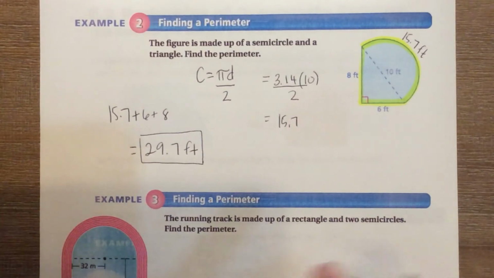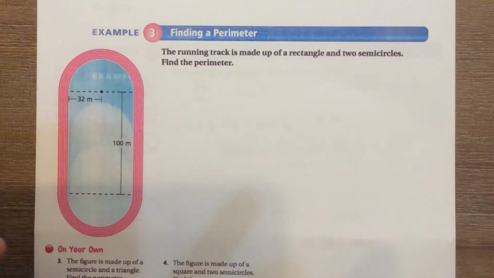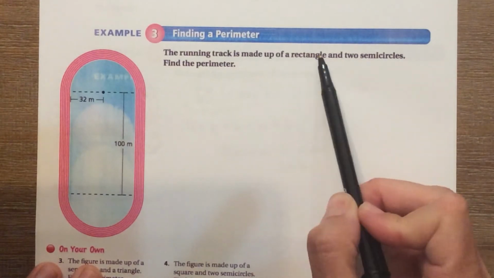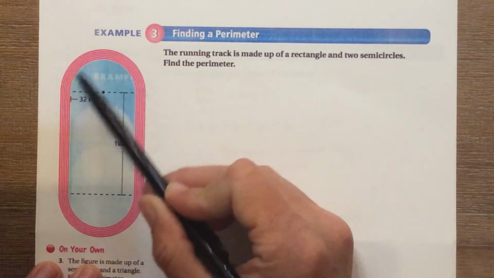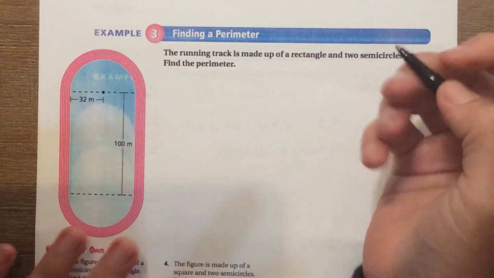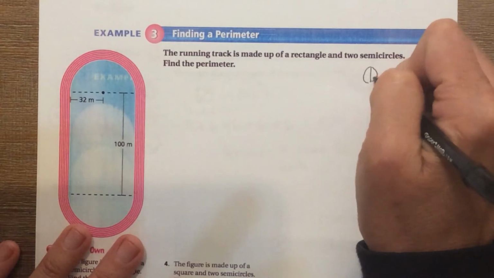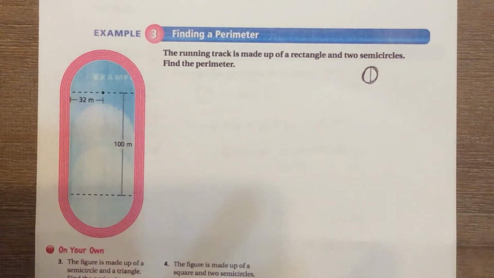All right, let's try another one. Example 3, finding the perimeter. Well, this is a running track. Looks like a big, giant oval, but you can see it's made up of a rectangle and 2 semicircles. Semicircle, semicircle. If you have 2 semicircles, you basically just have a circle. So it makes it kind of easy.